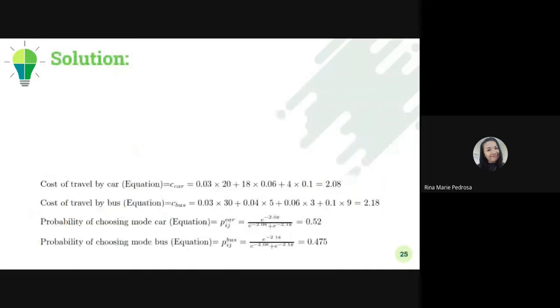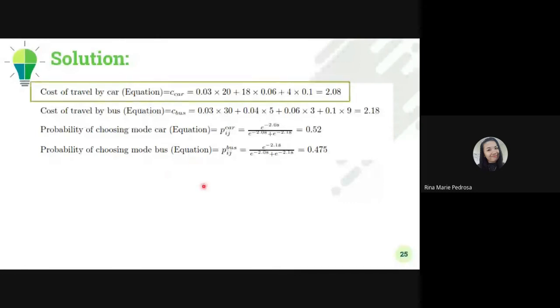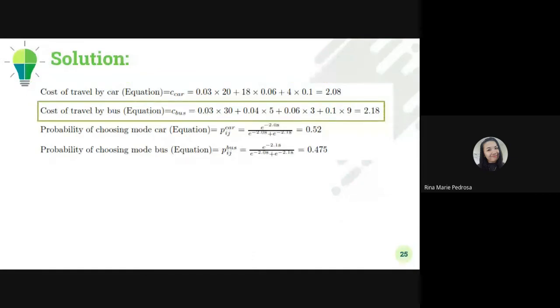So, solution. The cost of travel by car, let's have the car equation. We have C, the cost in car: 0.03 times 20 plus 18 times 0.06 plus 4 times 0.1, which is equivalent to 2.8. While for the cost of travel by bus, we have come up to an answer of 2.18.